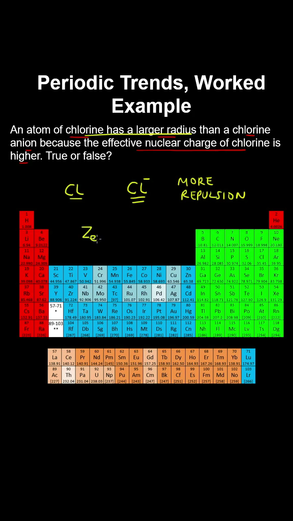And as we define the effective nuclear charge as the number of protons minus the shielding electrons, well, the number of protons is the same between a chlorine atom and the chlorine anion, and so is the number of shielding electrons. So draw the Bohr model for both of these and convince yourself that the effective nuclear charge does not change. So the correct answer is false.